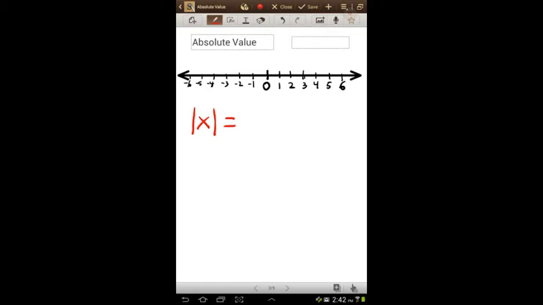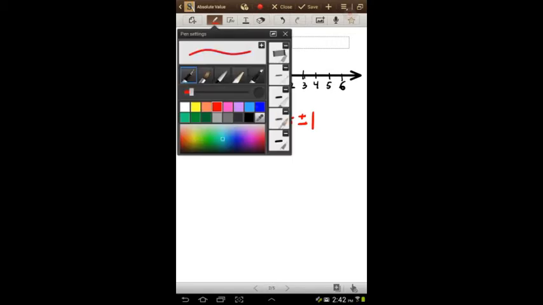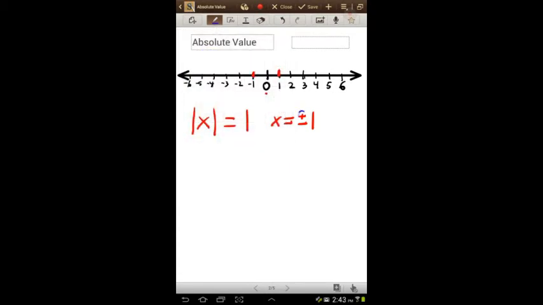Alright, so let's say the absolute value of our unknown value x is 1. That means we are 1 place away from 0. Here's 0 on our number line. 1 place away could be at 1, or if I go 1 the other direction, at negative 1. So x could be positive or negative 1, which, by the way, is what this symbol here means, positive 1 or negative 1 in this case.